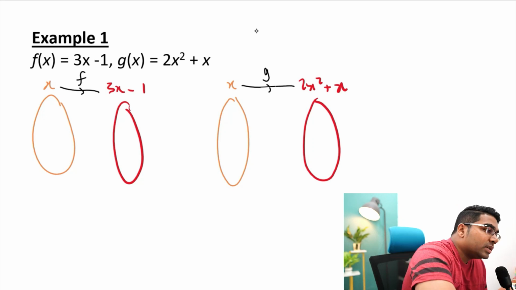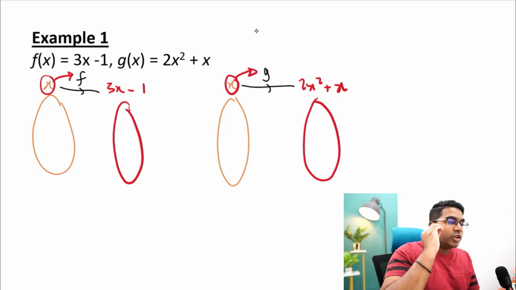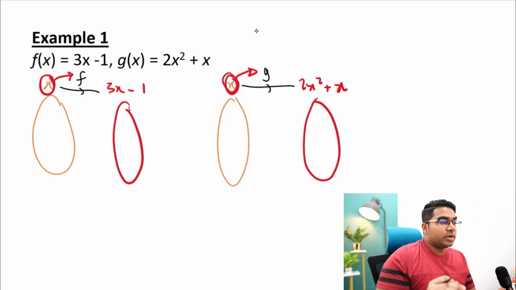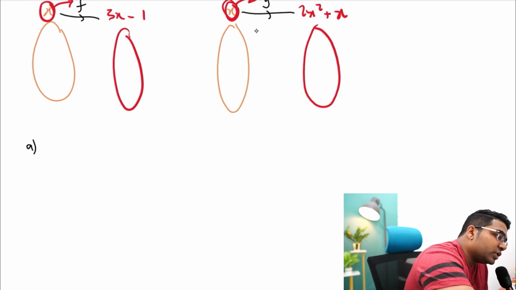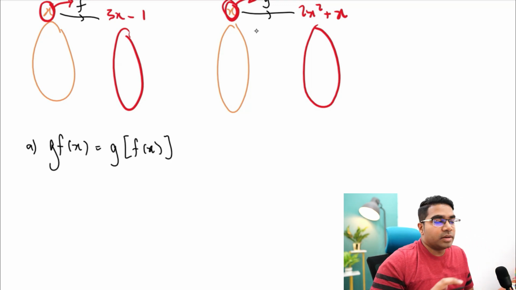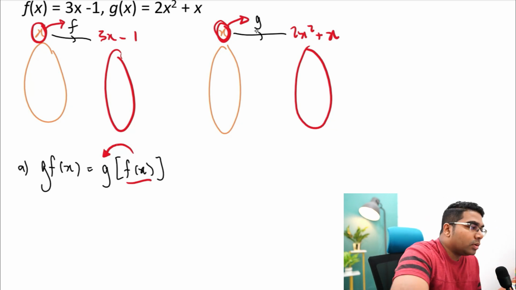Now notice that the first x is the domain of f, and this x is the domain of g. Now they are not the same. This x and this x are not the same. So when we want to do a composite function, let's try gf of x. So gf of x is defined as g of f of x, as we did earlier. So what does this mean?